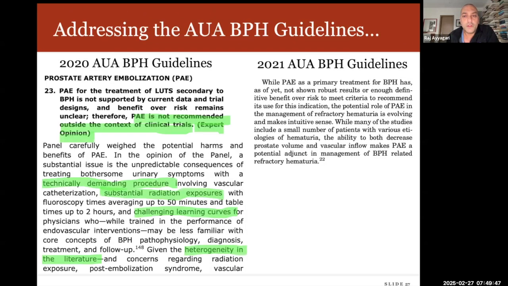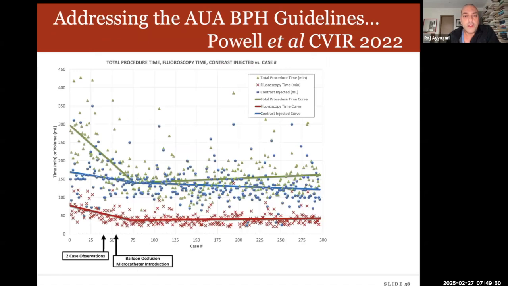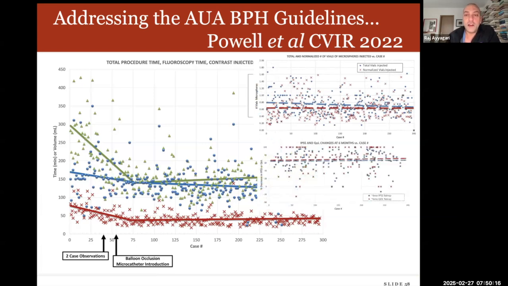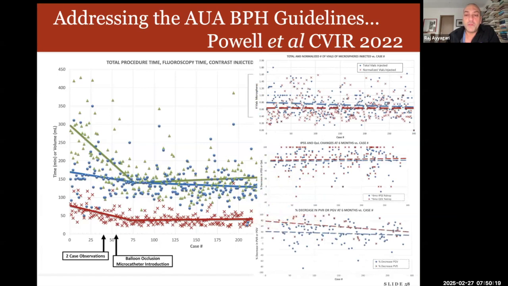And this is all just research, a learning curve that we published for prostate artery embolization. Basically, we found that even from the very beginning, this is my own individual experience, the contrast that we used and the fluoroscopy time dropped after 75 cases or so. And the procedure time, of course, drops a lot once you get more facile with it. But we found that the amount of beads we injected did not change, nor did the symptomatic improvement. So even from the very first case, we had excellent results.